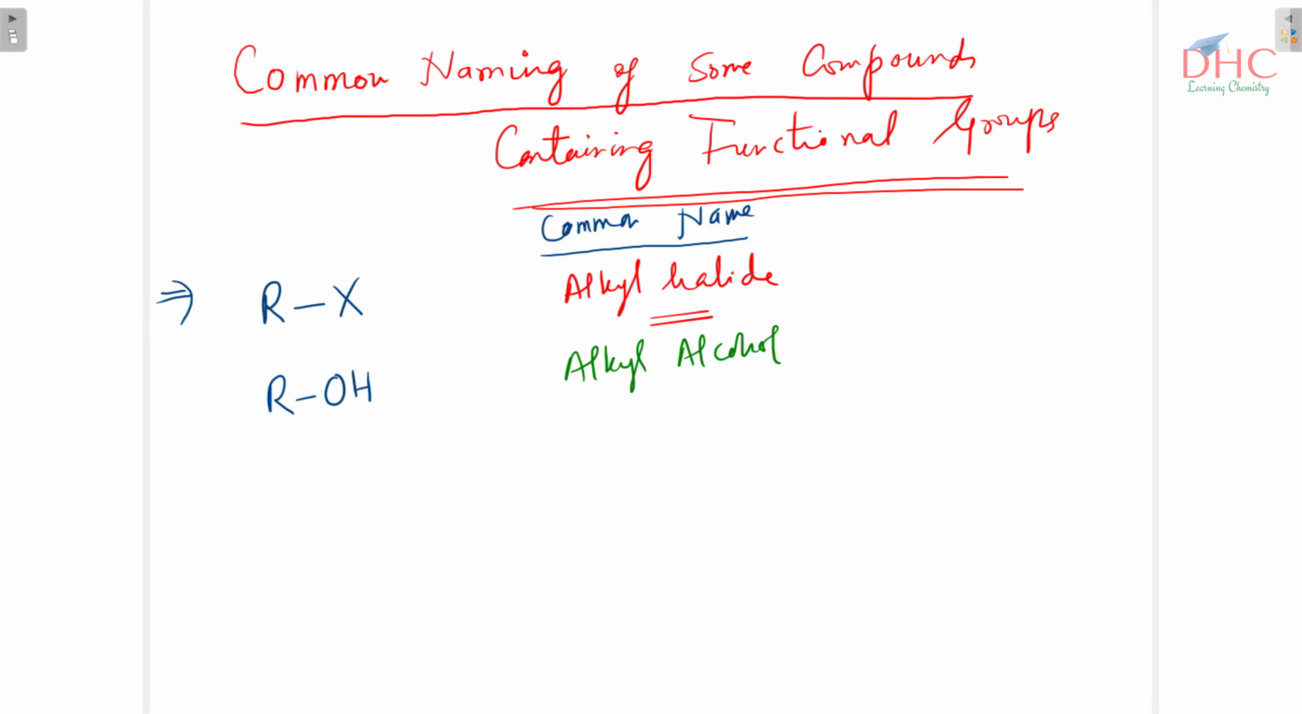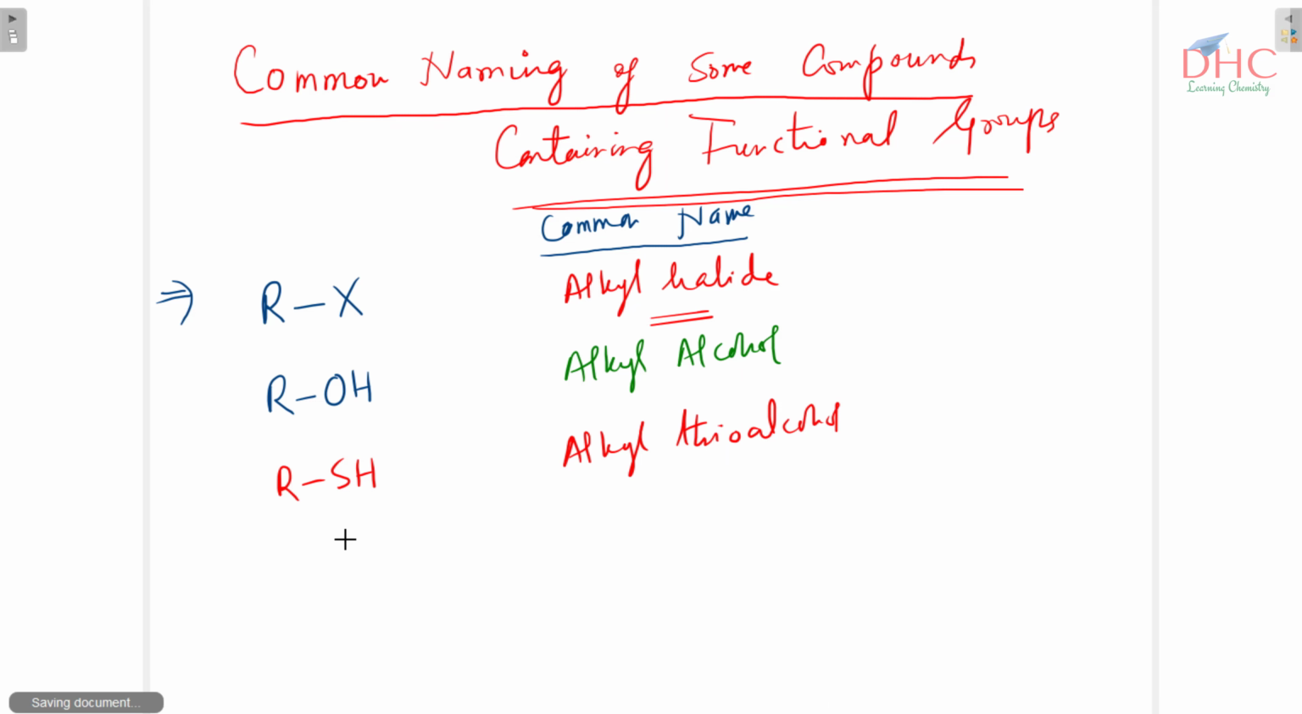Now the third one is RSH. The SH group is basically a thiol group, which is similar to the alcoholic group. So it's called alkyl thio alcohol. These are the common names of these compounds in which we have halogen, alcoholic group, thiolic group.